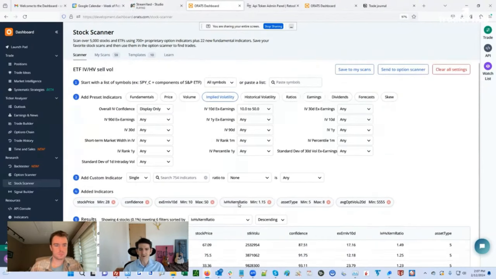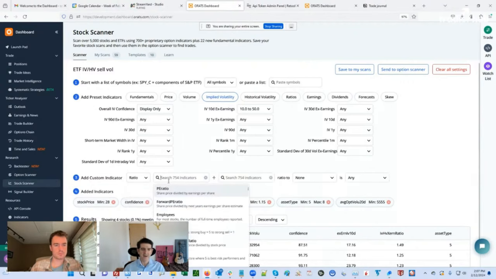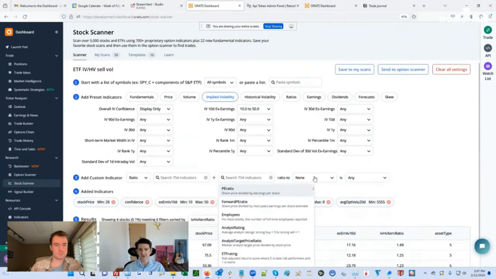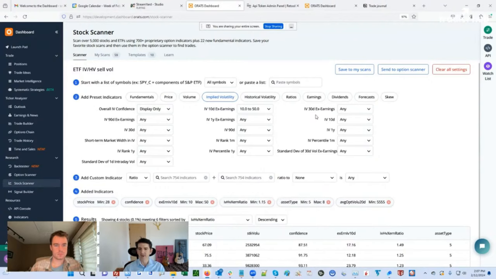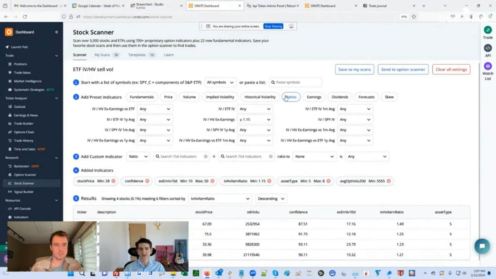And so what I'm going to do is I'm going to search for our IV. We already have a ratio. We could make a ratio here. So I could make, you know, implied volatility divided by historical volatility, and then I could display that. But we already have this conveniently here in our ratios tab. So IV divided by HV.